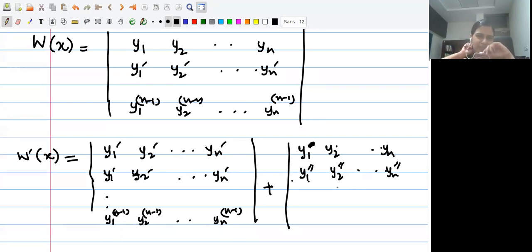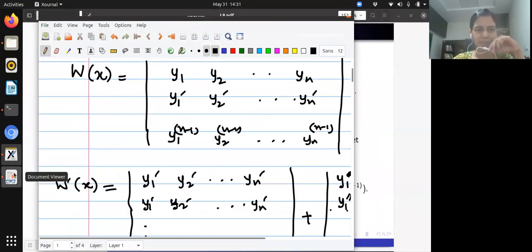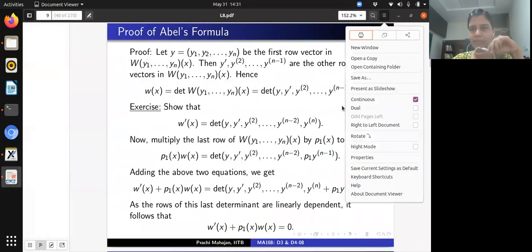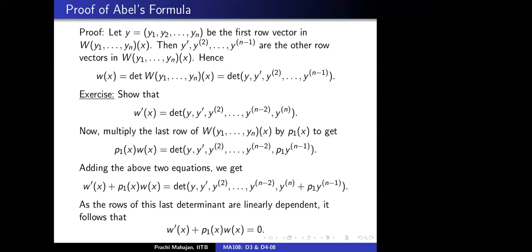and that's what is written on the slide. Is that okay? Is everybody with me? Yes? Okay. All right. So is this proof okay? Meaning, we have not completed the proof, but do we all conclude that the Wronskian determinant will satisfy this first order differential equation, W prime plus P1 W is equal to zero? Is that okay?